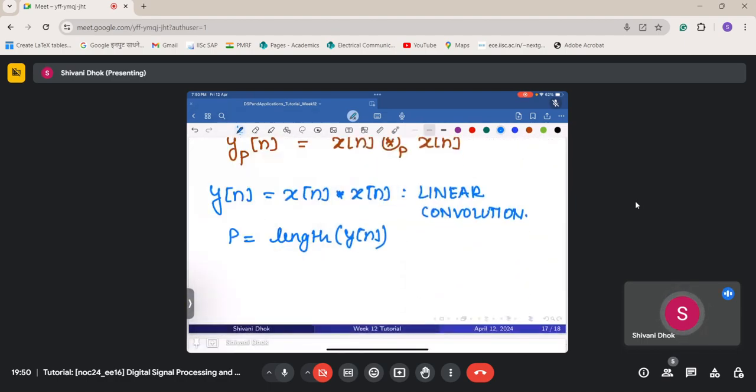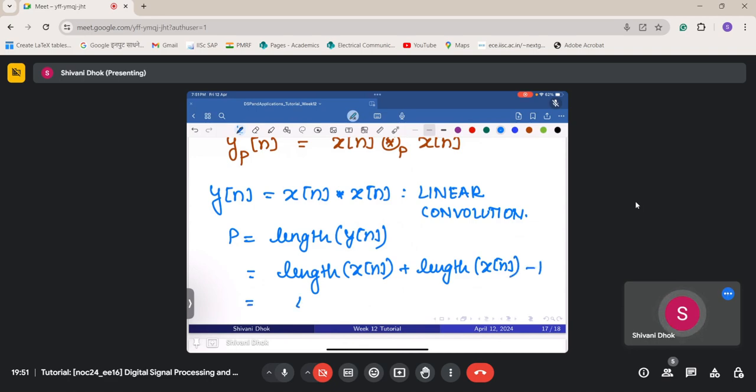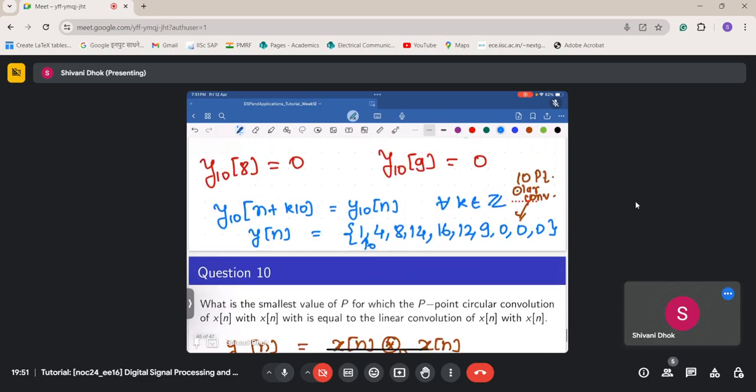And the length of y of n is simply equal to the length of x of n, or the first signal, plus the length of x of n, which is the second signal, minus 1. The length of x of n is 4, plus 4 minus 1, which comes out to be equal to 7. So P equal to 7 is the smallest value of P which will give me circular convolution of x of n with x of n as the linear convolution.